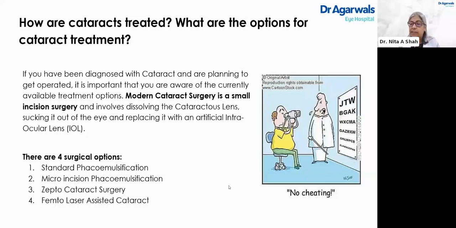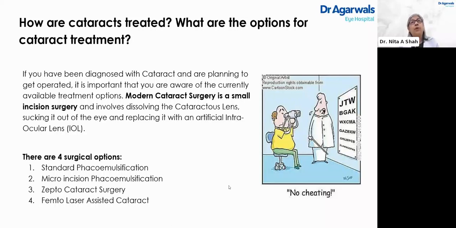And what is done in the surgery is that the opaque or cloudy lens is removed and an artificial lens is put in, which again gives back the clarity and quality of vision that we all deserve to have at whatever age we may be. Generally, the surgical options available are standard phacoemulsification. Phacoemulsification is a machine which emulsifies or breaks up the cataract into tiny pieces so that it gets dissolved. We also have microincision phacoemulsification, where the opening is hardly 2 to 2.2 millimeters, which seal and heal very fast.